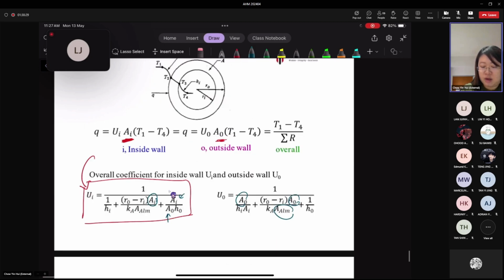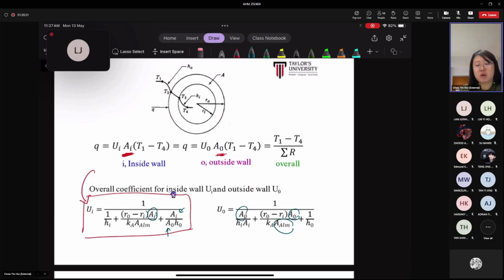So it depends on whether you want to express the overall heat transfer coefficient in terms of inner surface area or outer surface area.